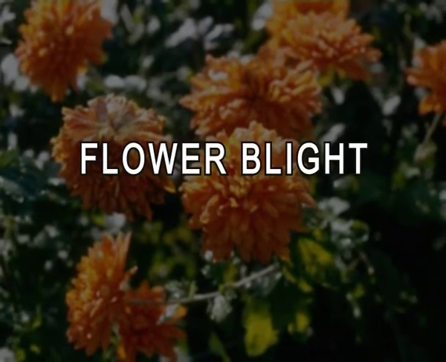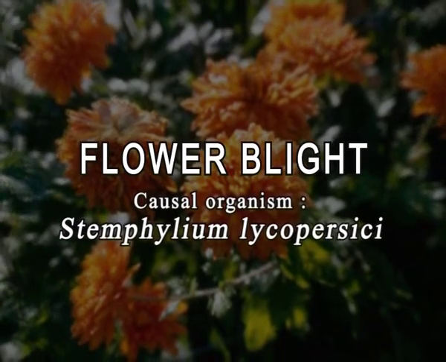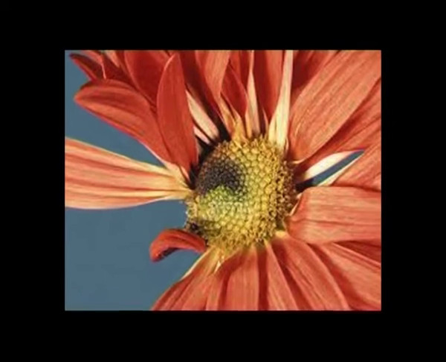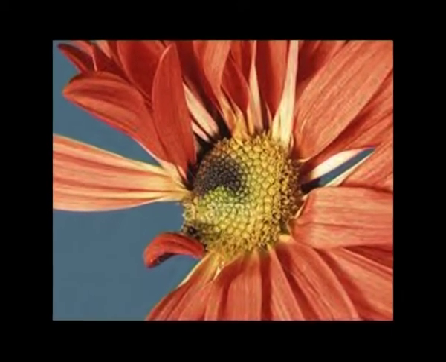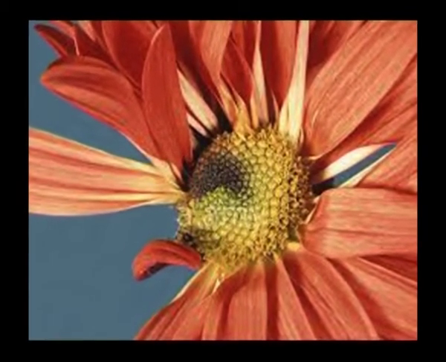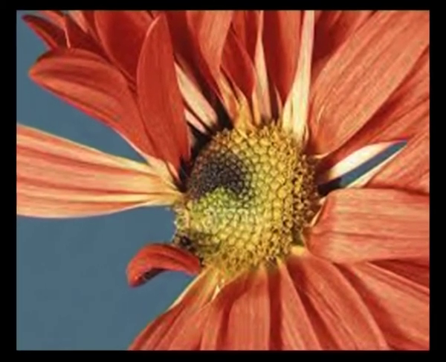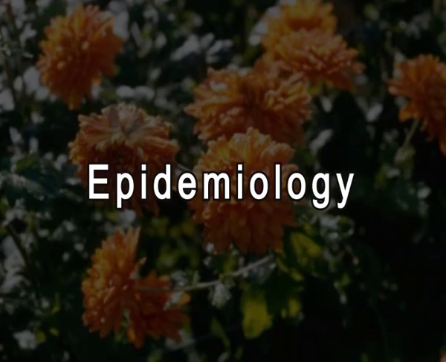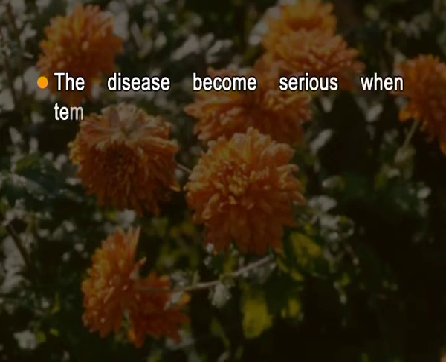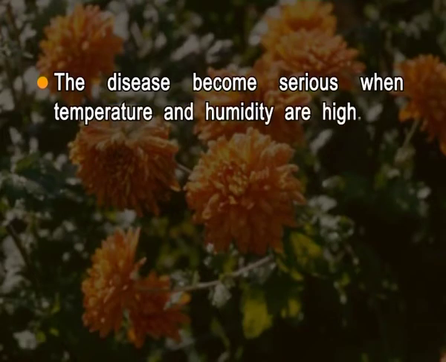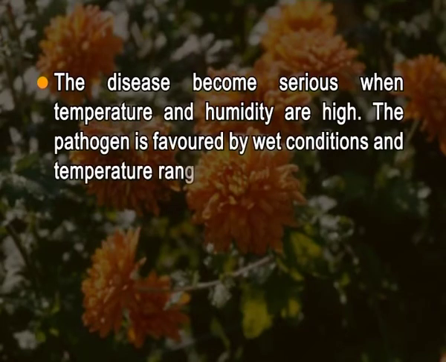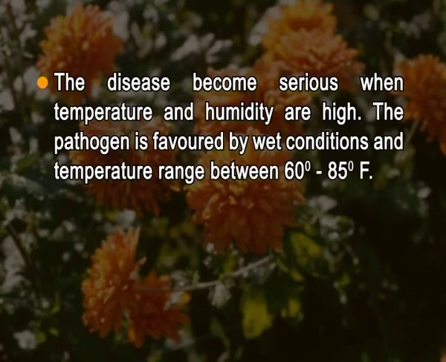Next is the flower blight. Causal organism is Stemphylium lycopersici. Now let's see the symptoms of the disease. The pathogen causes small, necrotic, light brown to dark brown lesions on calyx and petals, which may coalesce and cause blossom death. Now let's see the epidemiology of the disease. The disease becomes serious when temperature and humidity are high. The pathogen is favored by wet conditions and a temperature range between 60 to 85 degrees Fahrenheit.